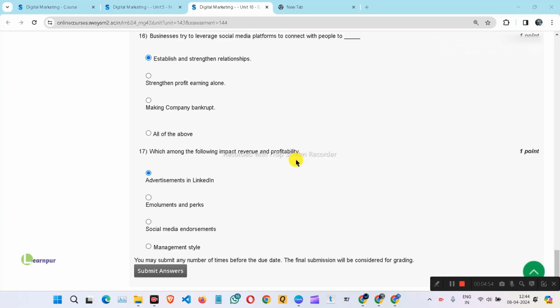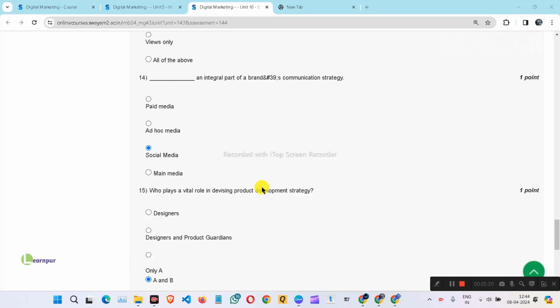Because as you know, LinkedIn is a professional platform where if they promote and do advertisement over there, they can grow at a professional level too, and they will make an impact on LinkedIn and they will be able to make a brand over there. So that's why the answer will be advertisement and LinkedIn. These are the answers for the questions.